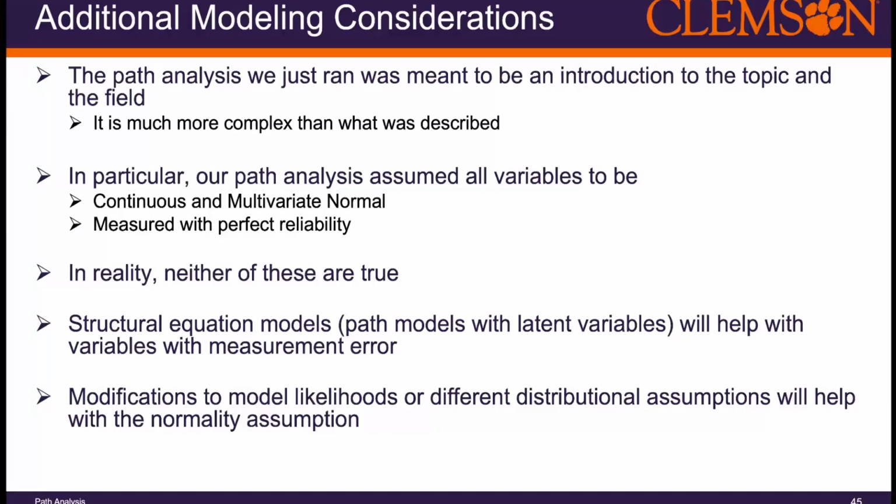Our path analysis assumed all variables to be continuous and multivariate normal and predicted or measured with perfect reliability. In reality, neither of these are true. Most of our endogenous variables are scales of some sort, so those reliabilities are not one, violating this. And the gender variable was binary, which violates multivariate normal. Now, structural equation models, which are path models with latent variables, will help with the variables measured with measurement error. What we actually end up doing is building a measurement model to separate measurement error and predict the latent variable directly. But we also can define path models with differing distributional assumptions.